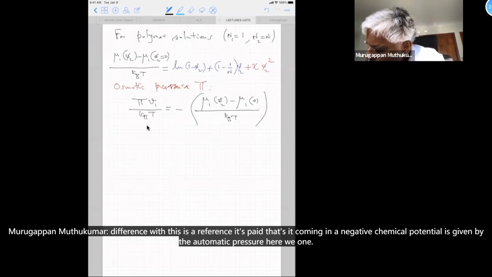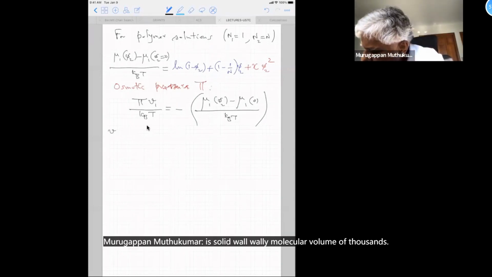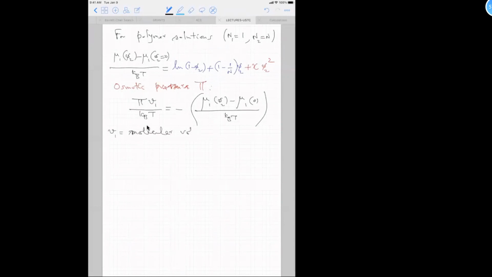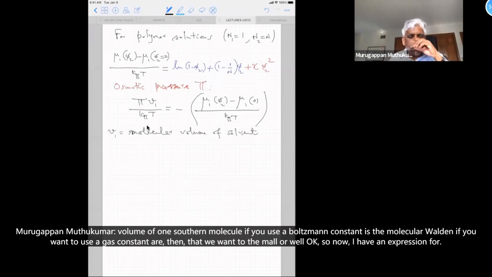Here V1 is the molecular volume of the solvent, the volume of one solvent molecule. If you use the Boltzmann constant, it's a molecular volume. If you want to use the gas constant R, then that V1 would be the molar volume.